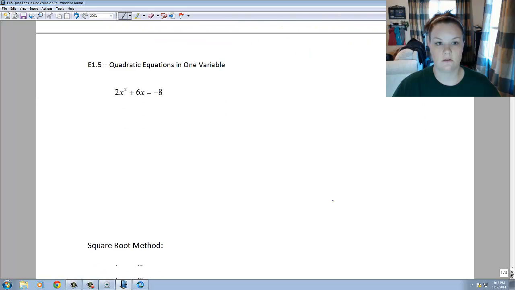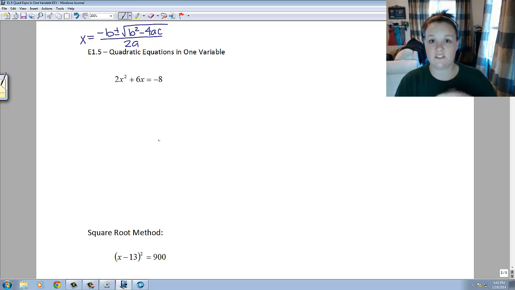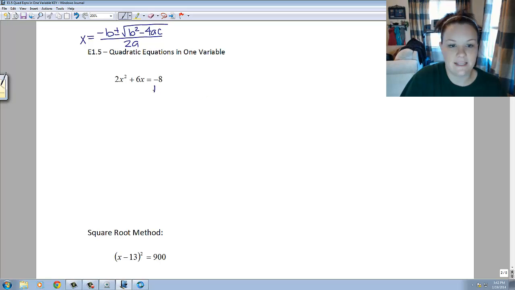I'm going to go ahead and write the quadratic formula up top so I don't just scroll up and down. X is equal to -b plus or minus the square root b squared minus 4ac all over 2a. So on this one, the first thing I need to do is get it into standard form. I need my c, or my constant term, on the same side as my other term. So I'm going to add 8 to both sides, which gives me 2x squared plus 6x plus 8 equals 0.